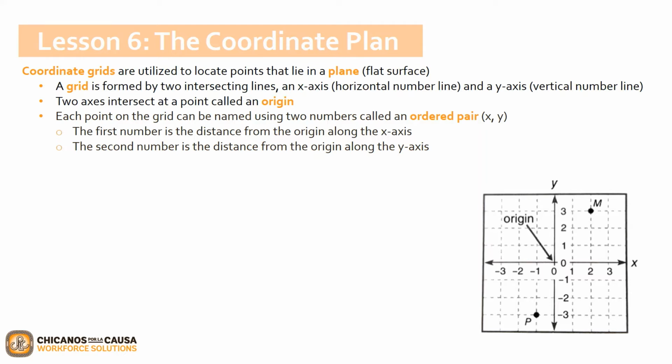The 2 axes intersect at a point called the origin. Each point on the grid can be named using 2 numbers called an ordered pair, which would have an x point and a y point. The first number is the distance from the origin along the x-axis. The second number is the distance from the origin along the y-axis.